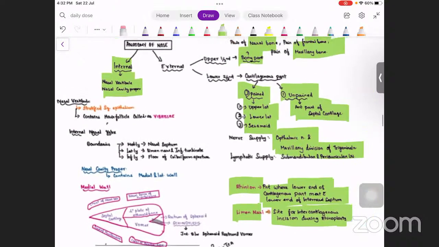So we talked about the external nose, the upper one third, the bony part. It is formed by the nasal bone, frontal bone, and maxillary bone. The lower part, the cartilaginous part, has three paired and one unpaired. The one unpaired is the anterior part of the septal cartilage, while the three paired are your upper lateral, lower lateral, and sesamoid cartilages. Nerve supply: ophthalmic nerve and maxillary division of trigeminal nerve. Rhinion: the part where the lower part of the cartilaginous part meets the lower end of the internasal septum. Limen nasi: the site of the intercartilaginous incision during rhinoplasty.